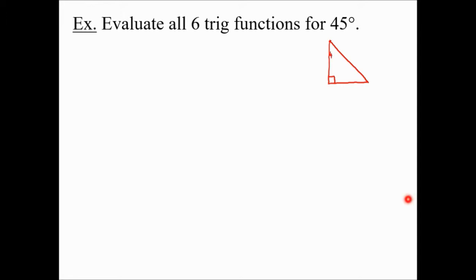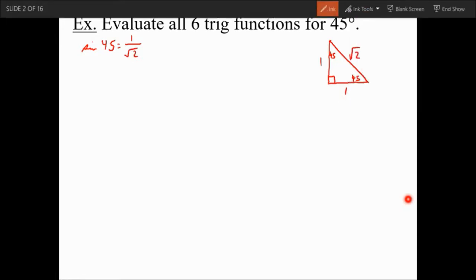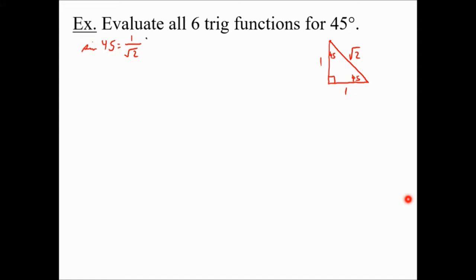If one of the angles is 45, of course, the other one's going to be 45. So this is a 45, 45, 90, which means that the sides are 1, 1, and radical 2. So the sine of 45, it doesn't matter which one you pick, just pick one of the 45s. Opposite is 1, hypotenuse is radical 2. And we rationalize that.